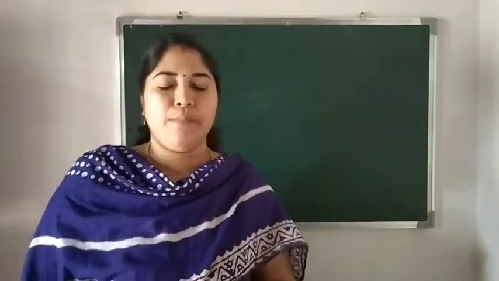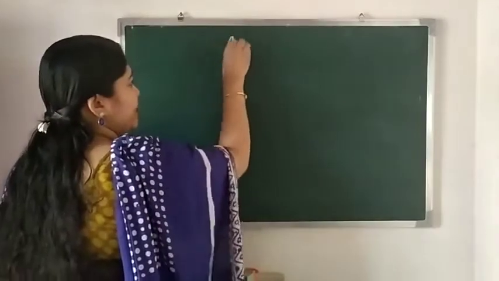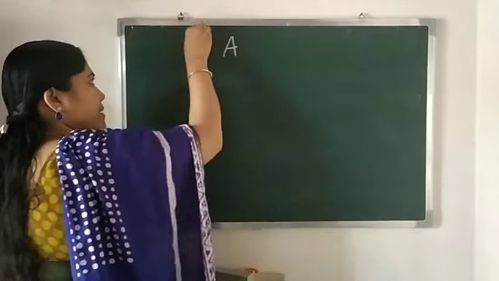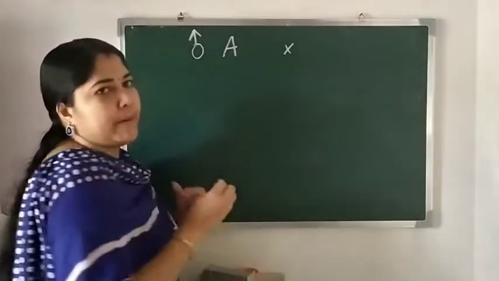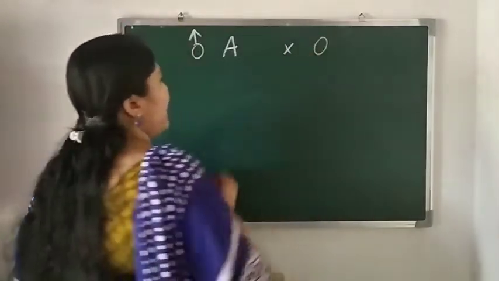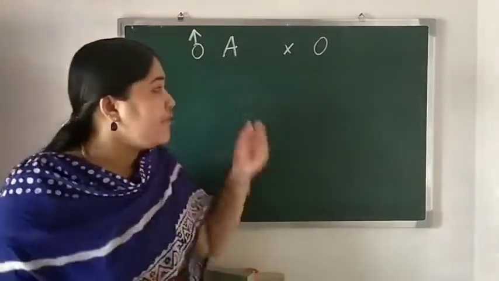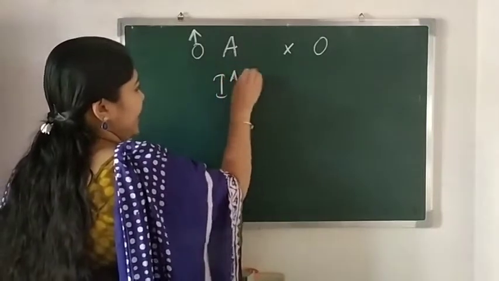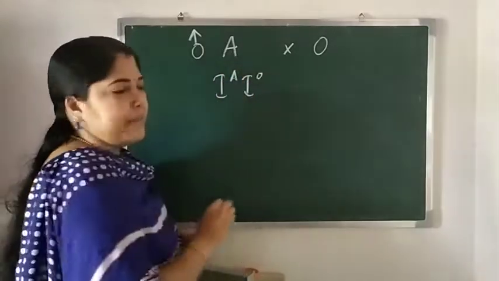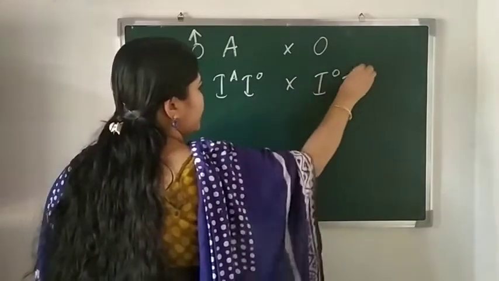Let's do one problem, and from that we can find out the blood group of the child. Let us take a man with blood group A who marries a woman with blood group O. We will write the corresponding genotypes. I am taking the genotype IA IO for the man, and here I will take IO IO for the woman.